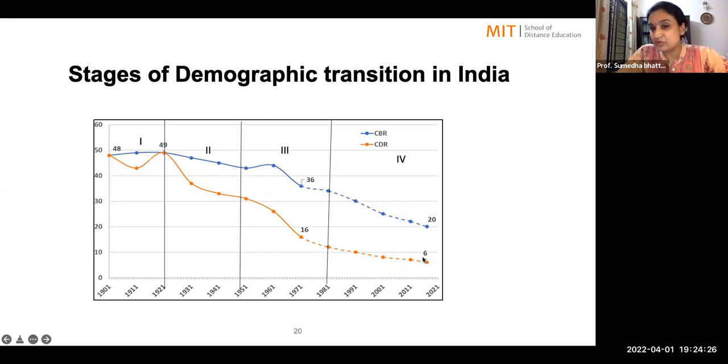Since 1981, we see that there has been a steady decline in the birth rate also, and the death rate also has been falling. And now the rate at which population is growing is 1.6%.